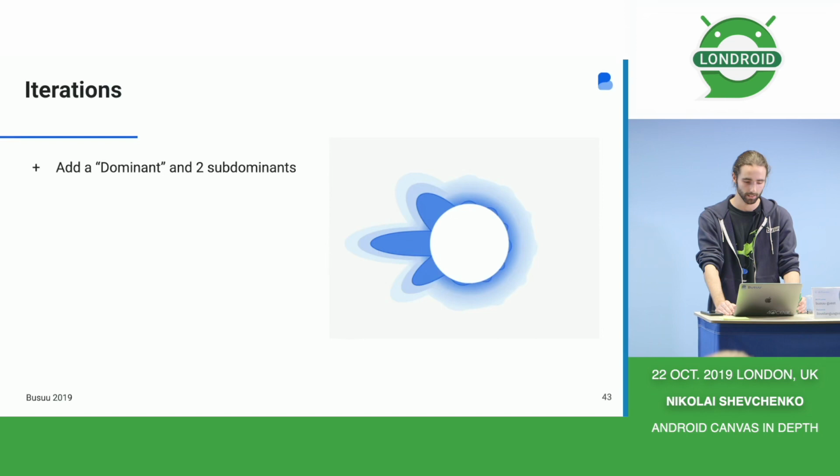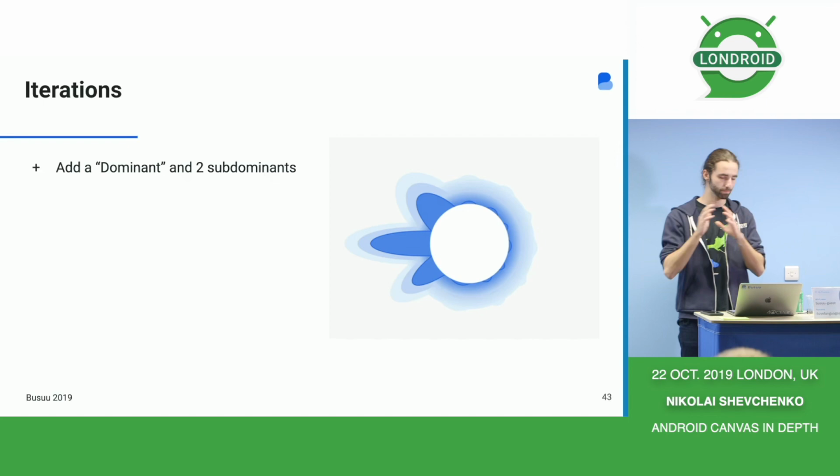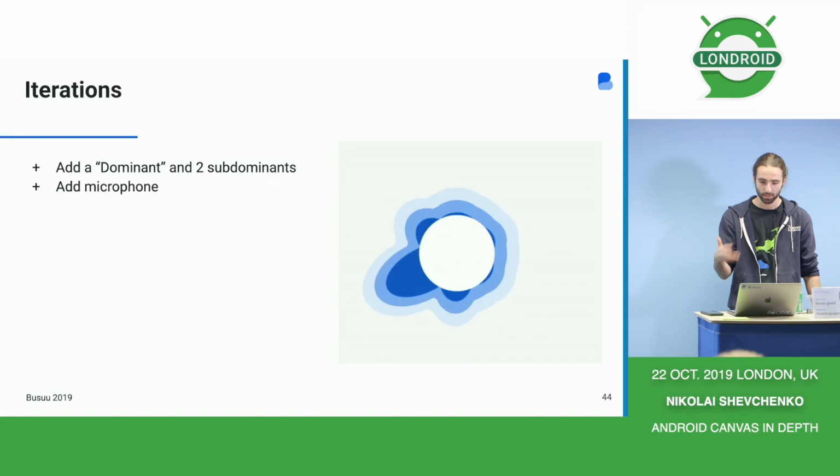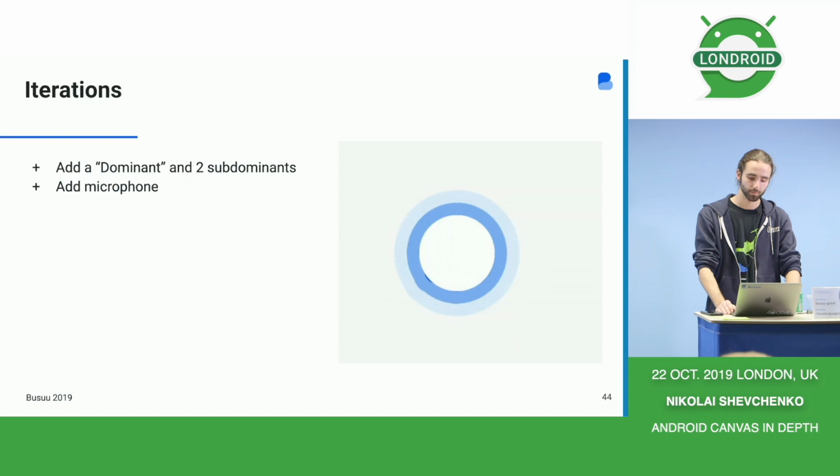We decided, rather than animating everything at the same time, to add just one massive dominant circle and two subordinates. In this way, it would give you a sense of control over what's going on. You don't have to look everywhere, you just look at one place. And then we added the microphone, which obviously I had done earlier, but this is how it looks. So this is me speaking, and it will just blow in different things. Trust me, with this dominant, it was getting much better than everything just blowing up all together at the same time.